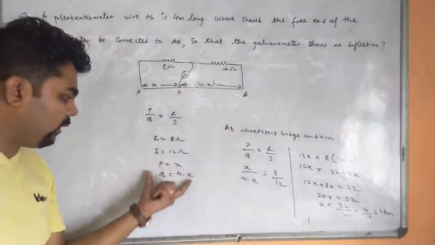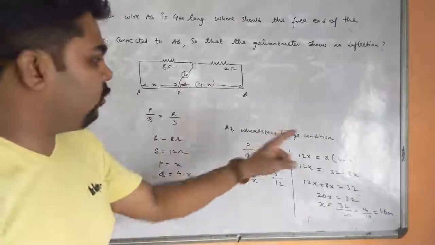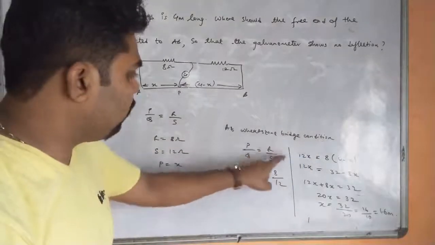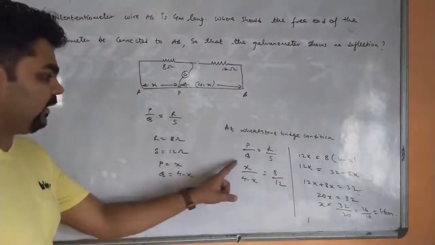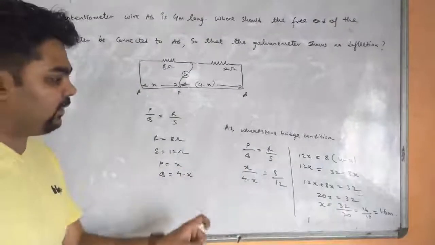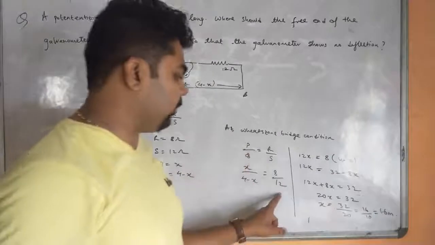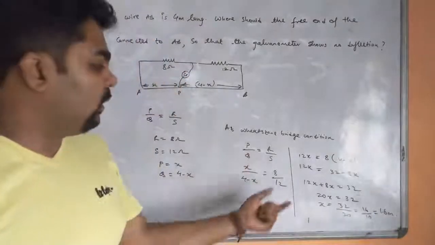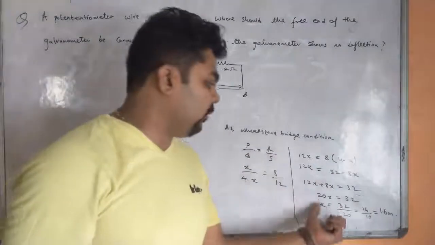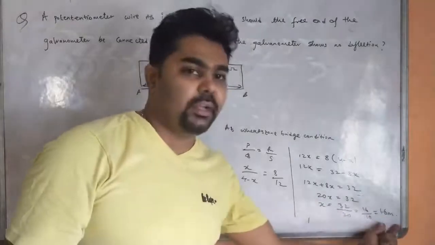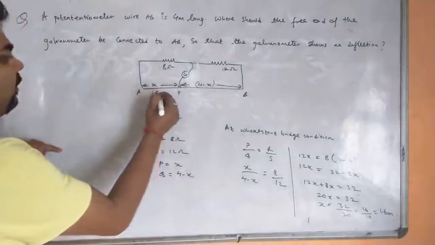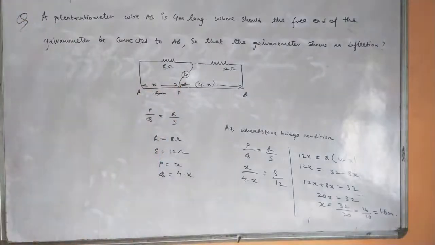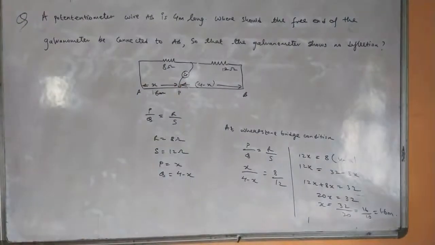So I have noted down here all. Now at Wheatstone bridge condition, we know P by Q equals to R by S. Same here. Now in place of P, I am substituting x, in place of Q 4 minus x, in place of R 8 ohm, and in place of S 12 ohm. Now when we cross multiply, we get the value of x here, right? That is 1.6 meter. That means at 1.6 meter here, we will find the balancing length, that is zero deflection.